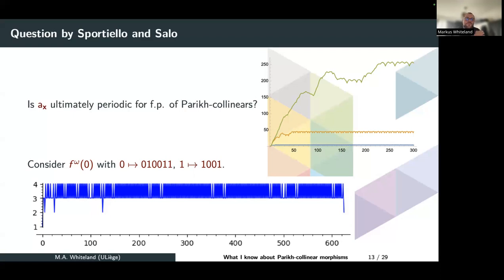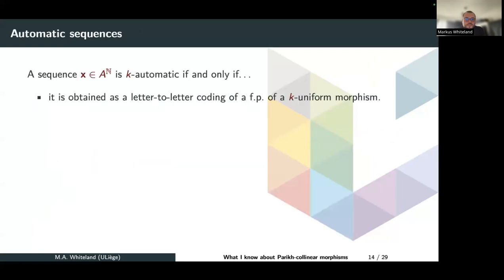But how would you prove it? I mean, you can prove it straightforwardly by just inspecting the morphism. But what I'm going to talk about next is this automatic aspect of these Parikh-collinear fixed points. So we wish to not work too much to get something like this, that the abelian complexity function is aperiodic. So we do what mathematicians do, we try to make some general observations of these words.